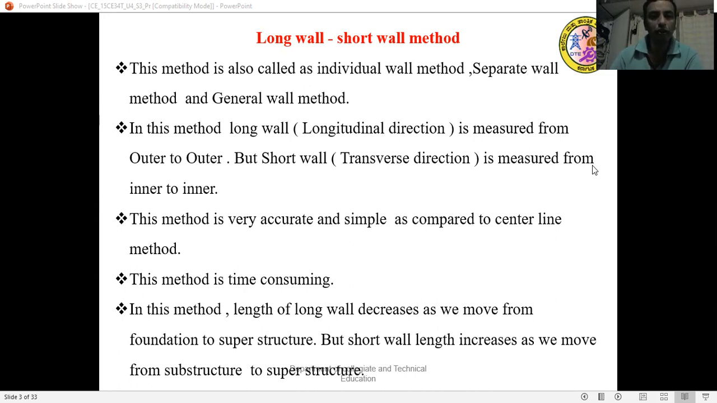This method is very accurate and simple as compared to the central line method. But this method takes more time because you have to calculate the long wall and also short wall lengths separately from the entire drawing. In this method, the length of the long wall decreases as we move from foundation to superstructure, and also the short wall length increases as we move from foundation to the brick masonry work.